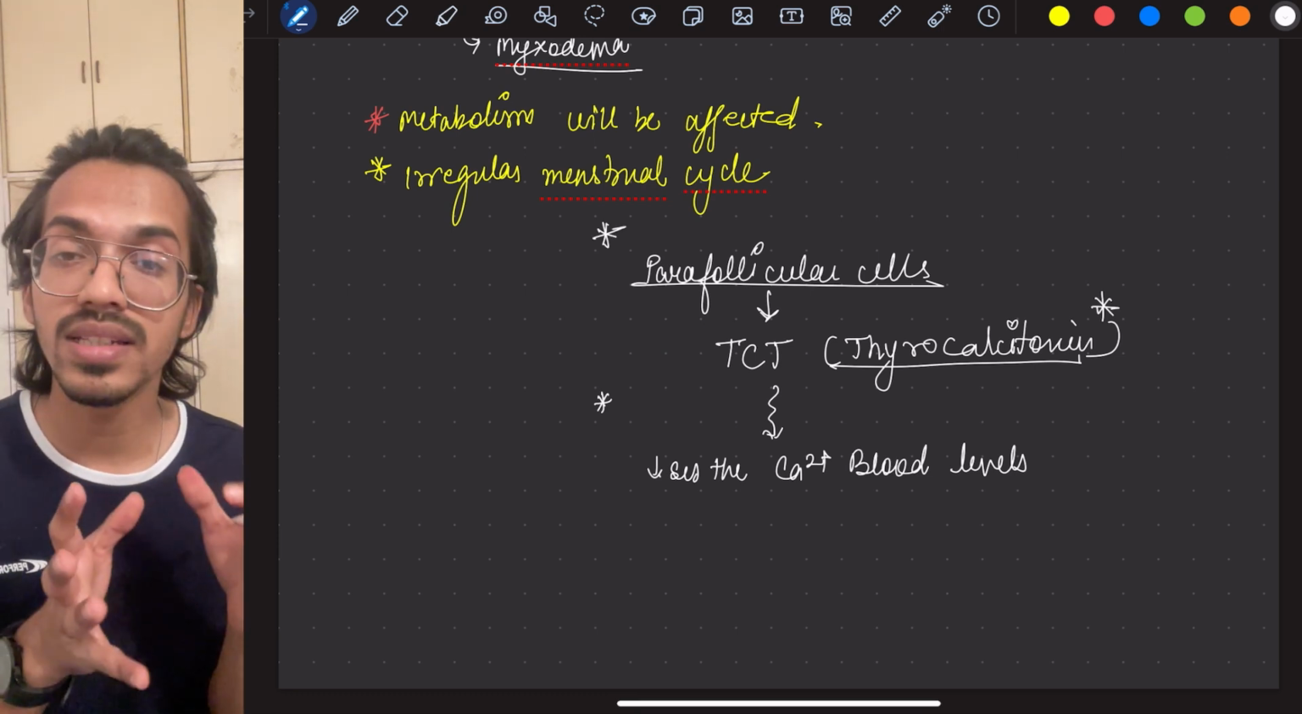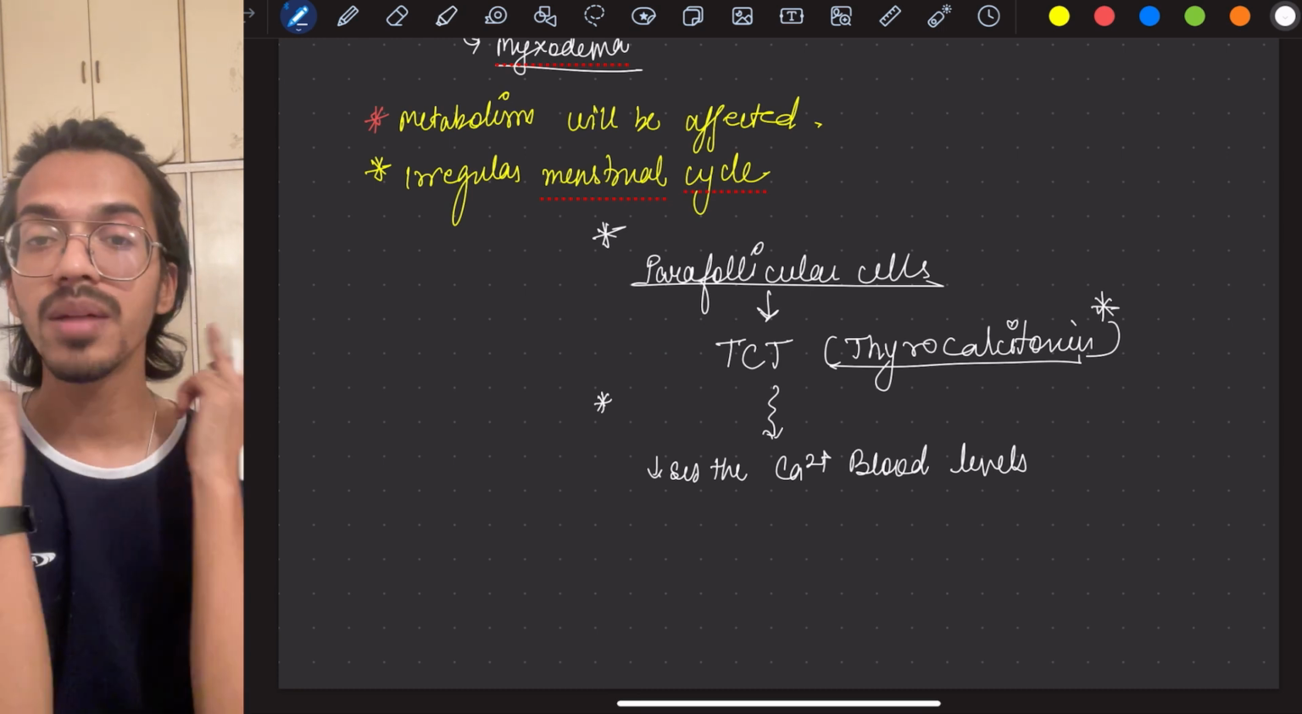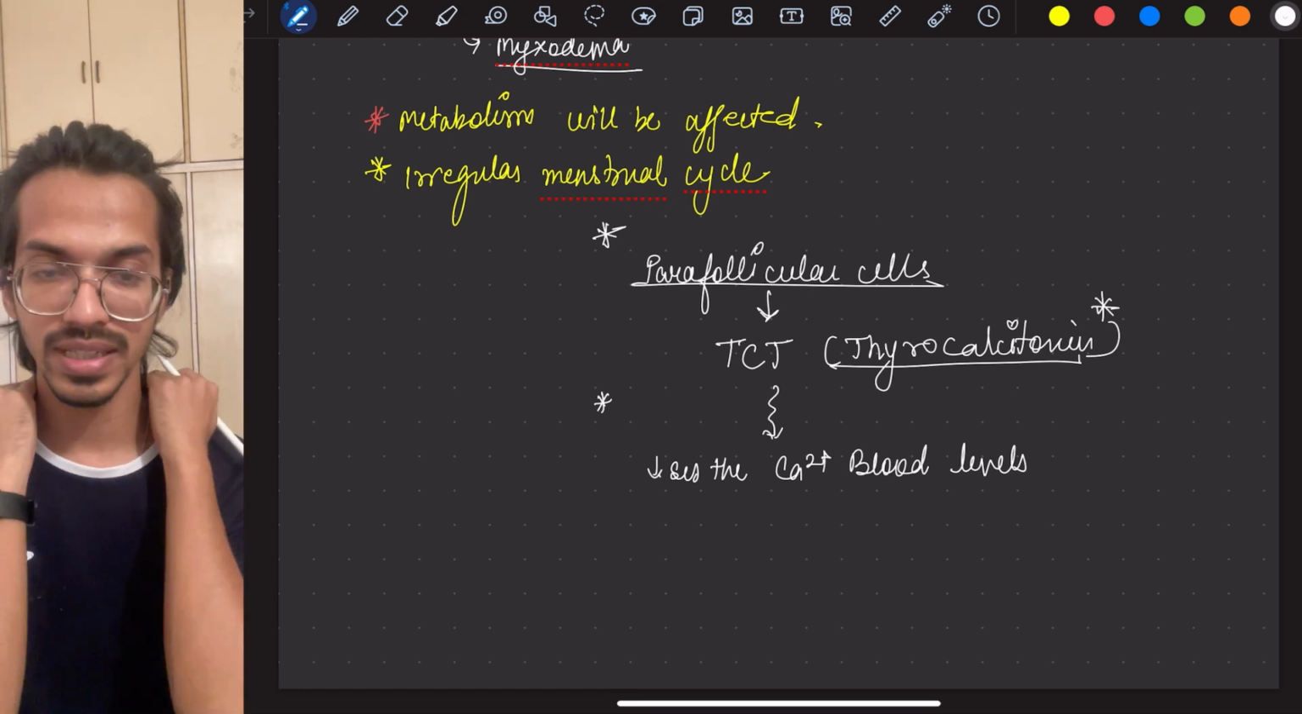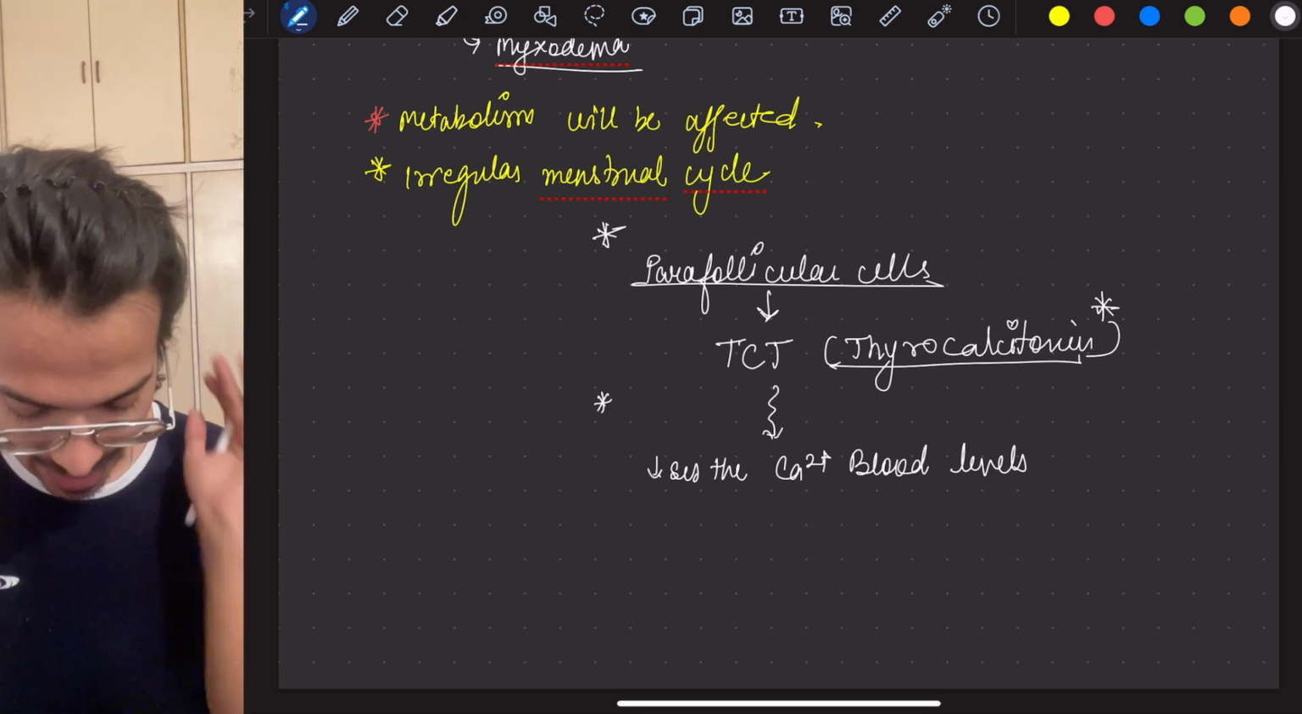Moving on, the next is the presence of parathyroid glands. They are present at the back and they are two pairs, meaning a total of four are present over here. Okay, at the back you can see it.